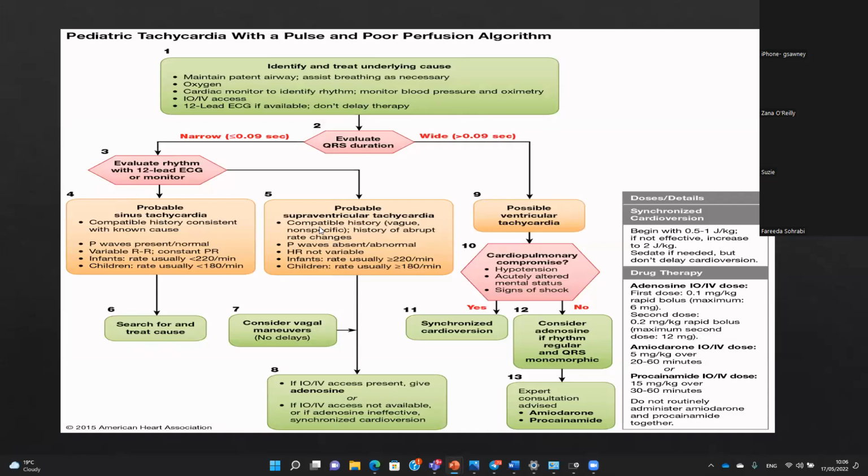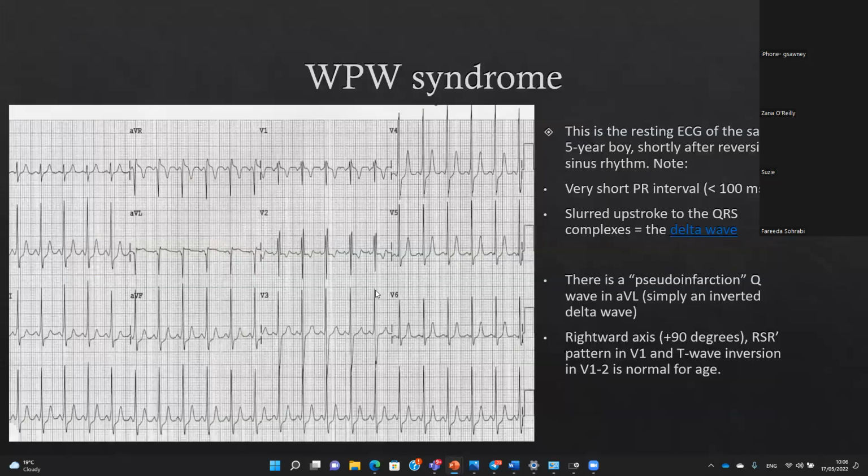As I told before, if you are confused whether this is SVT with aberrancy or VTAC, it's worth following the APLS algorithm for the wide complex. Evaluate the 12-lead ECG rhythm, see if it is wide complex or narrow complex, and whether the child is stable or not stable, to begin with medicine or with synchronized cardioversion.